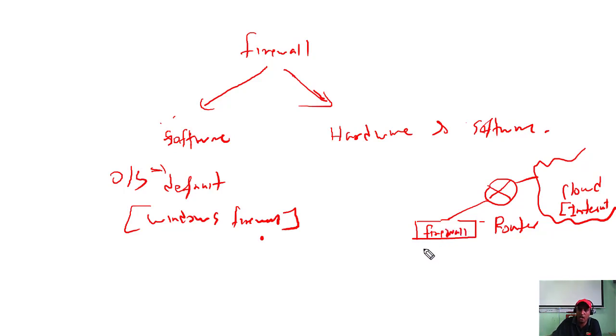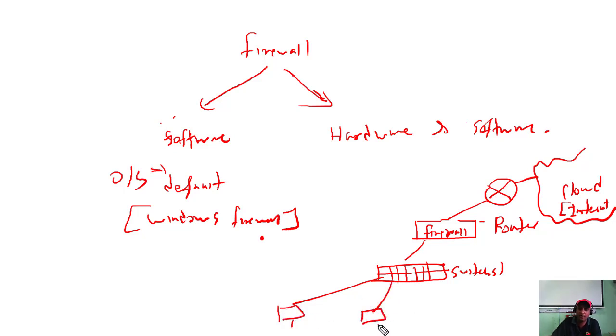This is the firewall. After the firewall, you have other equipment, networking equipment like switches, right? Switches and all. So switches are connected to where? It's connected to the endpoint. Endpoint means workstation. It could be a computer, laptop, desktop, whatever the thing. So these are very important.